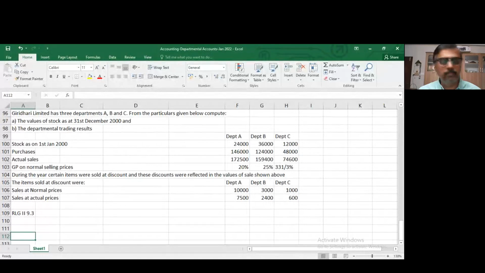Yes, sir. Yes, sir. Sir, can you keep the previous sum up to the gross profit? Previous sum, previous sum. I'll show you. That's valued.